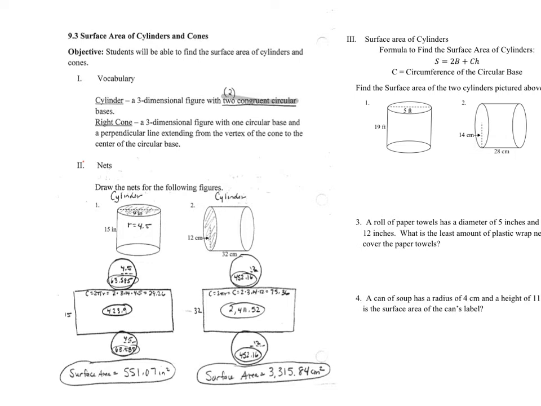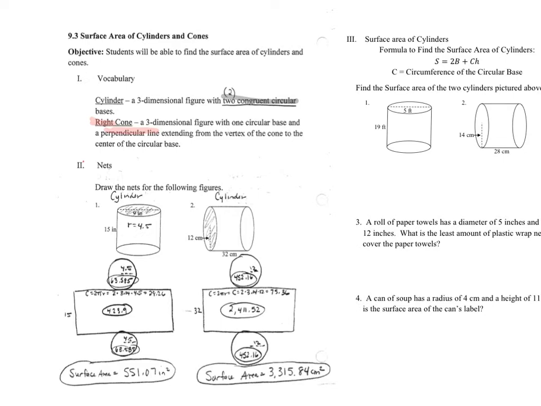Okay, a right cone is a three-dimensional figure with one circular base and a perpendicular line extended from the vertex of the cone to the center of the circular base. That's why it's called a right cone. The line is perpendicular to your base from vertex to base.